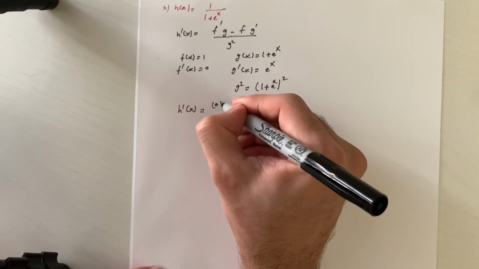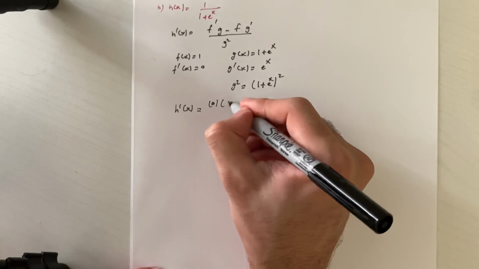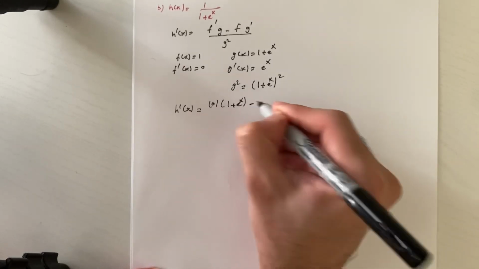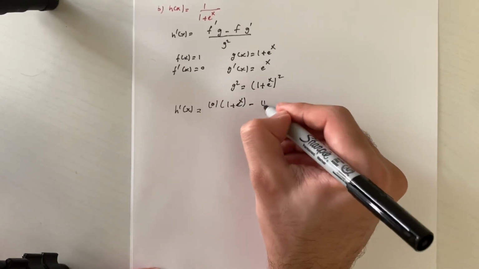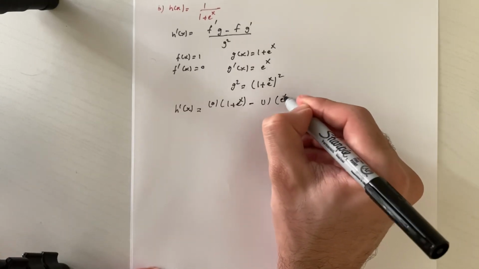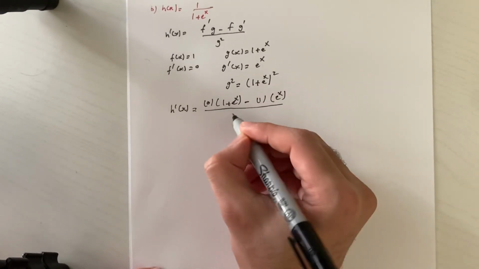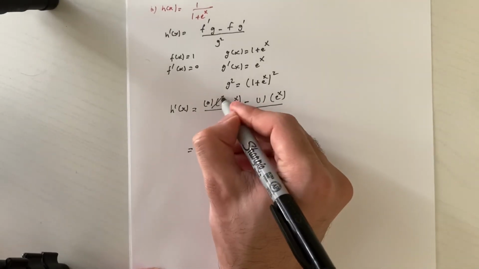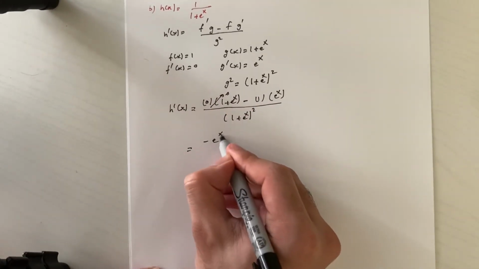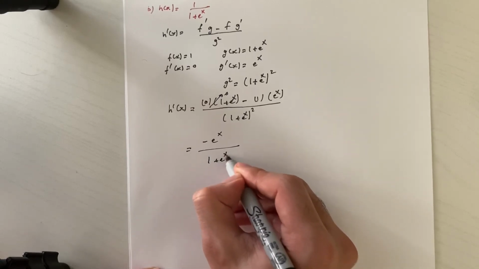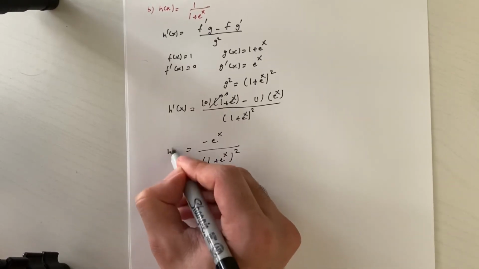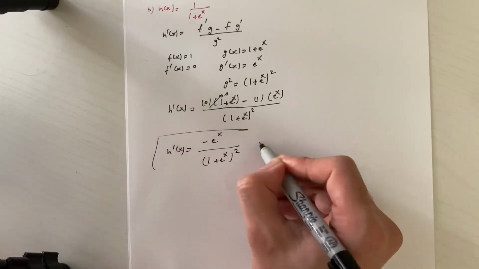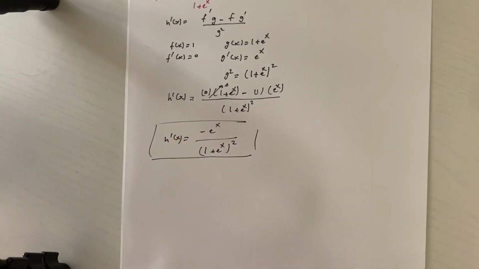So h prime will be 0 multiplied by the g function, which is 1 plus e to the x, and then minus 1 multiplied by g prime, e to the x, and then all over 1 plus e to the x, all to the power of 2. So the first term will go to 0, and we're left with negative 2e to the x. And that's our derivative in here. That's the result of that fraction using the quotient rule.